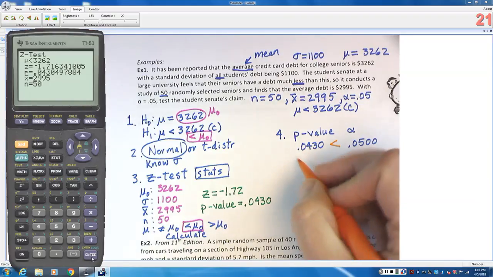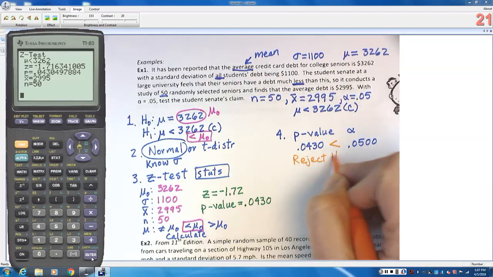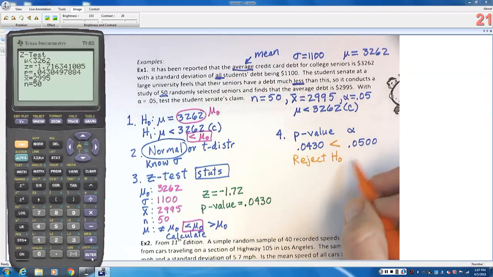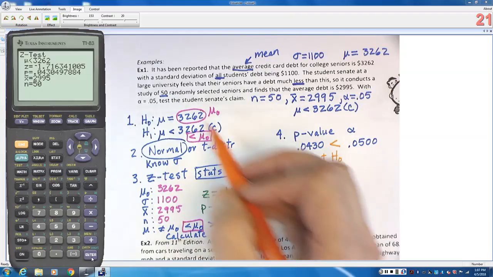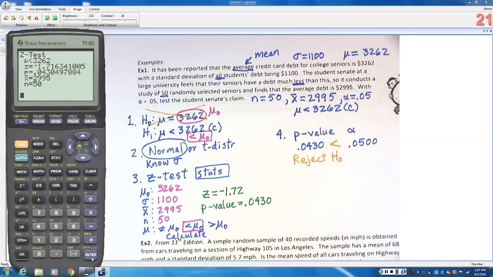So you have to write reject H0. This is what I looked for in step 4, and so then I cross out H0. I just cross it out so I can still read it to grade it. Don't scribble it out.